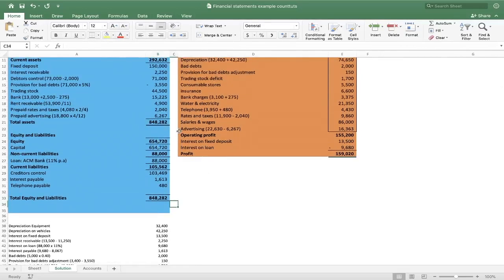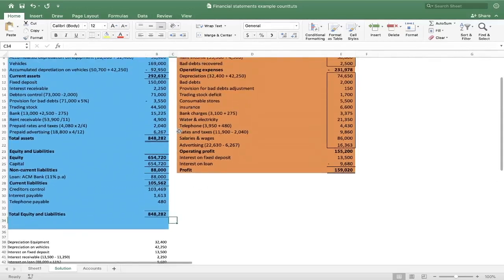If your total equity and liabilities does not equal your total assets, then you know you have done something wrong somewhere. You need to check what that may be, but you need to make sure that they are the same. Then you know you've gotten everything 100% correct.